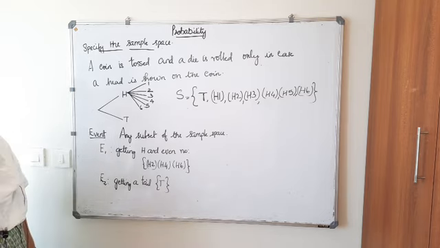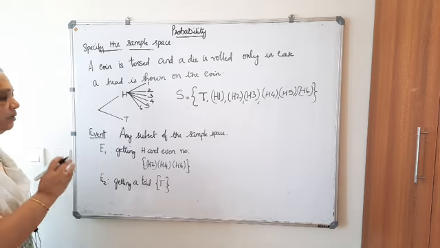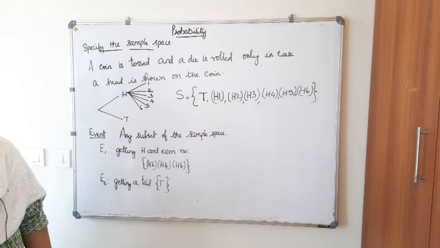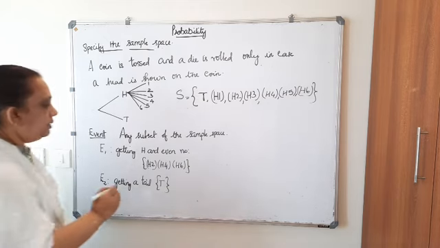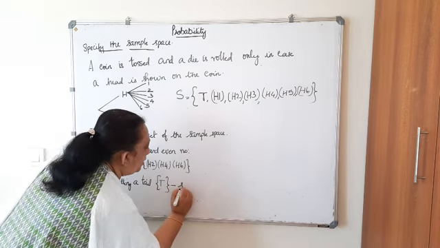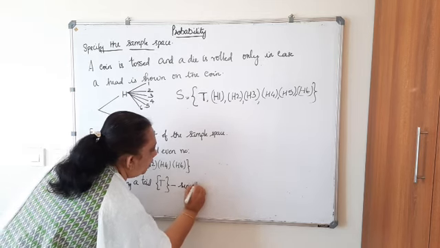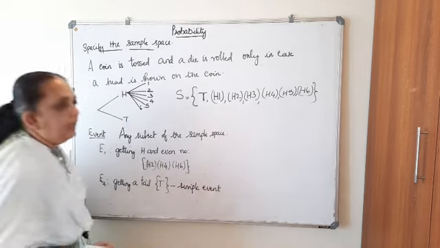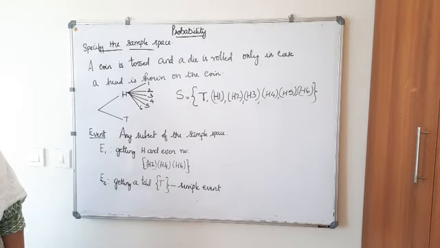Now when you find out the sample space, if there is only a single outcome, it is called a simple event. If there is only one outcome, it is called a simple event.